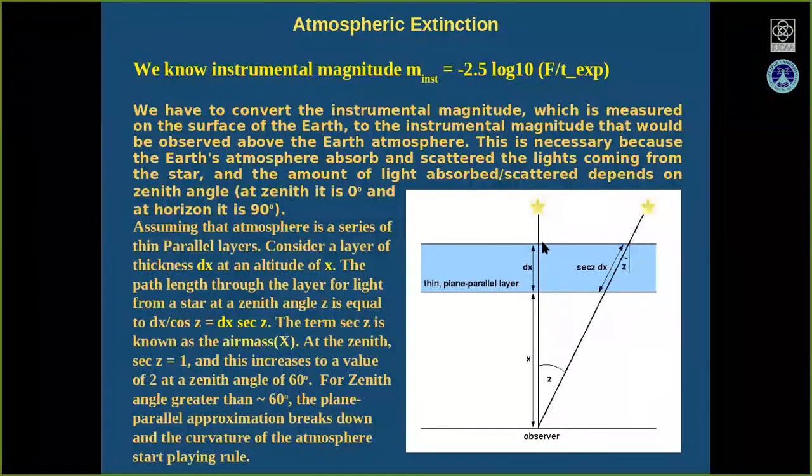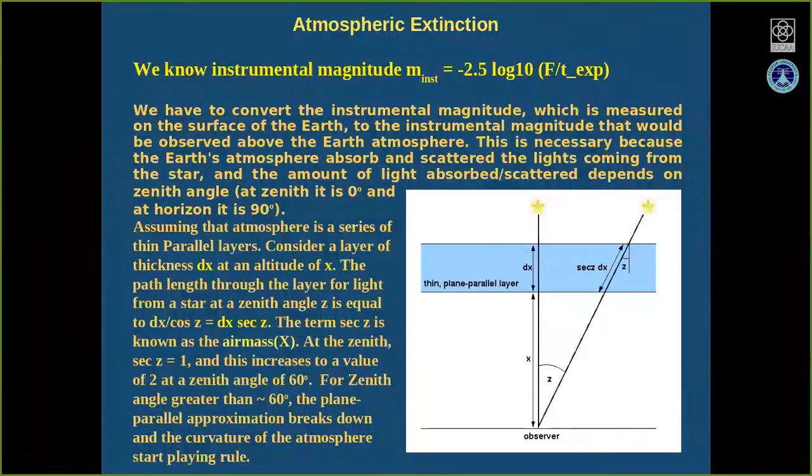The dust particles, atoms or molecules which are present in our atmosphere will scatter and absorb some amount of light which is emitted by the celestial object. So now you understand. If you try to calculate the magnitude of that particular star above our Earth's atmosphere, then it will be different.